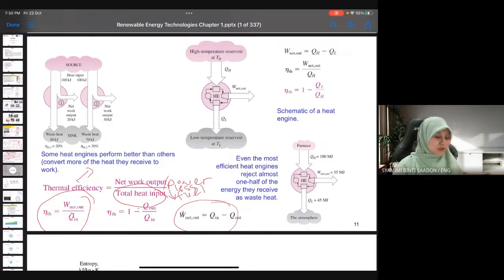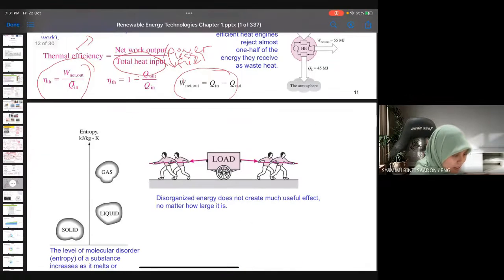Okay, so we continue. Just before Maghrib, we stopped at the thermal efficiency to evaluate the performance of any heat engine, cycle, machine, etc.